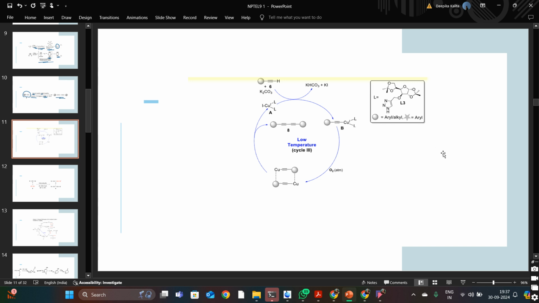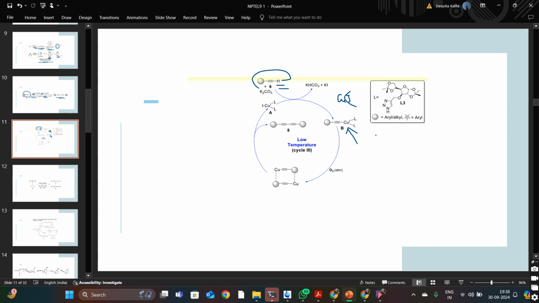So suppose the reaction is carried out in presence of this L3 ligand, okay, and we are starting with this monoalkyne, okay, and in presence of the K2CO3 base, deprotonation from the alkyne will take place because of the presence of this highly acidic proton on the alkyne. Okay, and after deprotonation, the copper metal insertion will take place to the anion. Okay, because copper iodide is present in the reaction medium, so copper insertion will take place by simply knocking out the iodide leaving group.